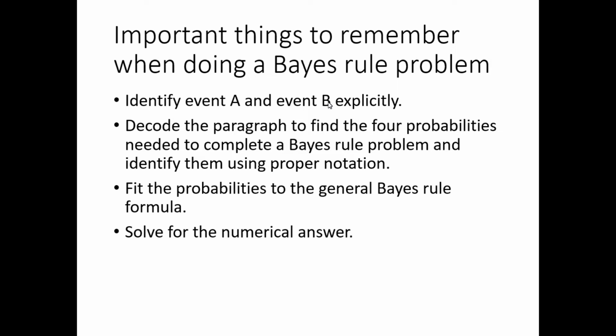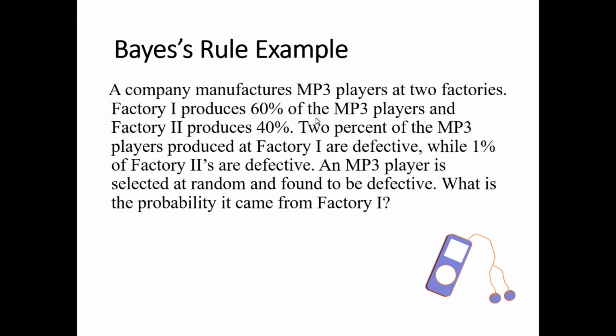a couple different ways. First way I'm going to show it is with this example with MP3 players. A company manufactures MP3 players at 2 factories. Factory 1 produces 40% of the MP3 players.